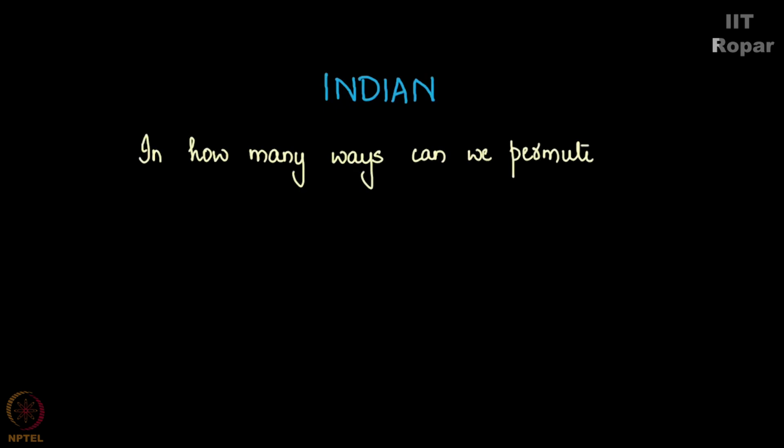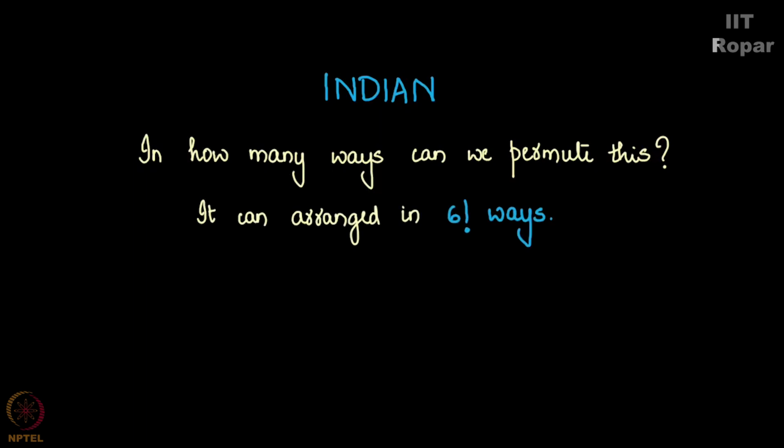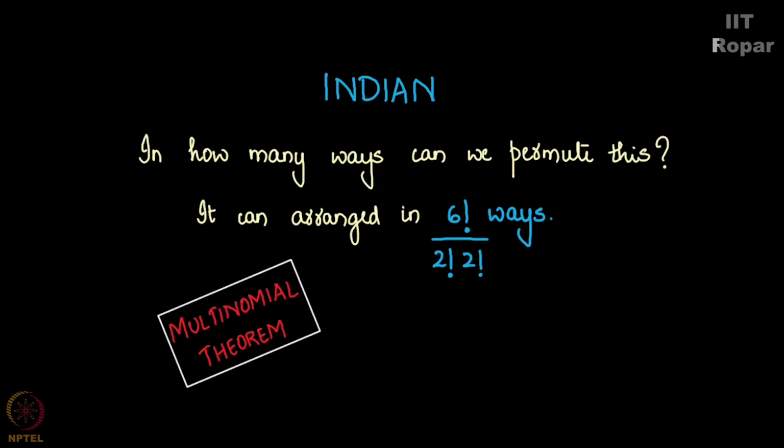Look at the word Indian. In how many ways can you permute this? You observe that the word Indian can be arranged in 1, 2, 3, 4, 5, 6 factorial ways. But I is repeated twice and N is repeated twice, so divided by 2 factorial times 2 factorial. Pretty straightforward and easy. Application of multinomial theorem basically.